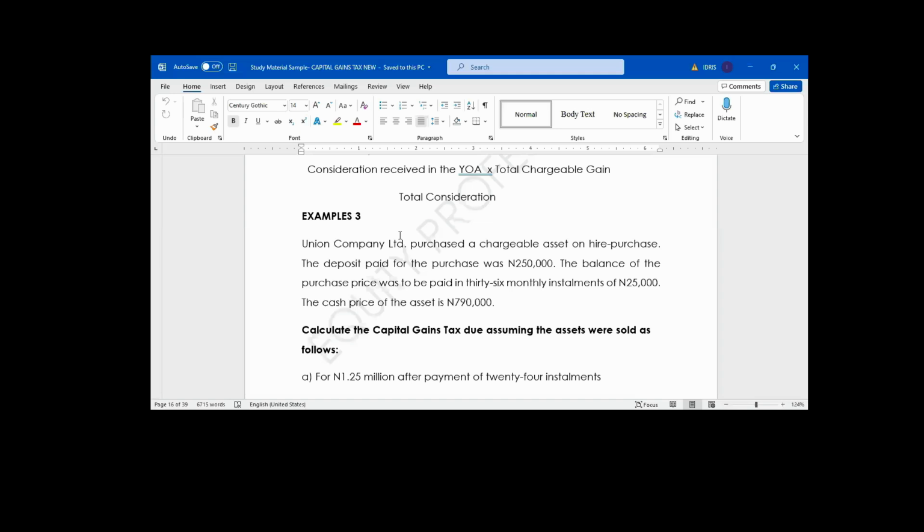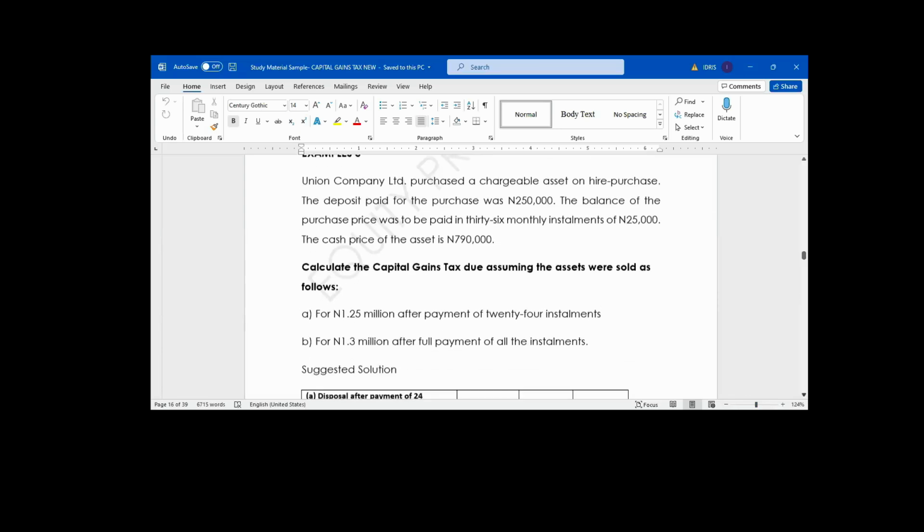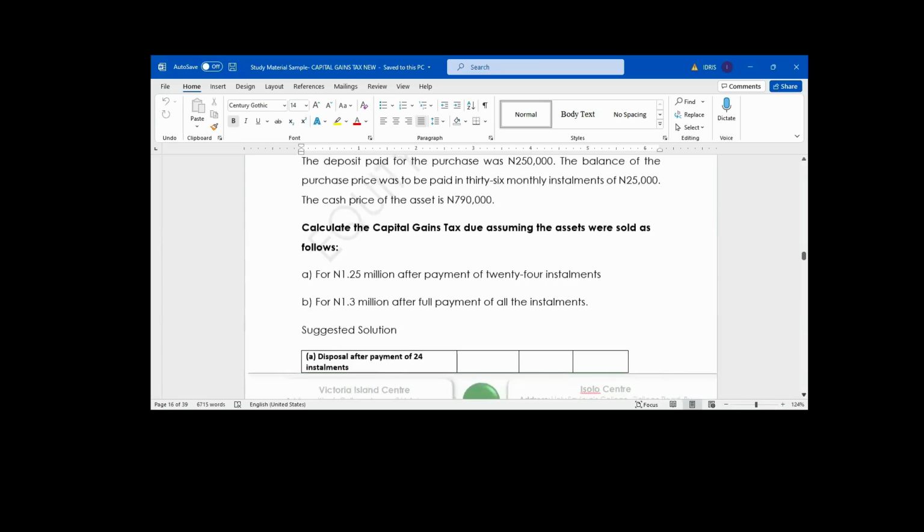The deposit paid for the purchase was 250,000. The balance of the purchase price was to be paid in 36 monthly installments of 25,000. The cash price of the assets is 790,000. Calculate the capital gain tax due, assuming the assets were sold as follows. A, for 1.25 million after payment of 24 installments. B, for 1.3 million after full payment of all the installments.